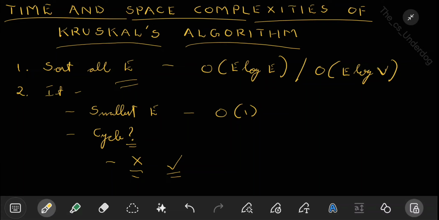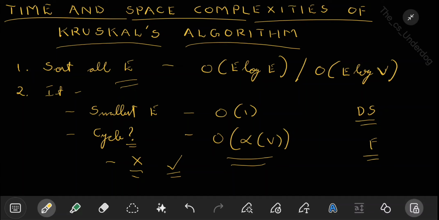And then in order to verify whether it is forming a cycle or not, in this step we discussed that we have to use the disjoint set data structure. And if you remember our disjoint set data structure from the data structures lecture series, we learned that in order to do a find operation in disjoint set data structure, considering you are using both path compression as well as union by rank, you will be taking order of alpha of V time, where alpha is your inverse Ackermann function.